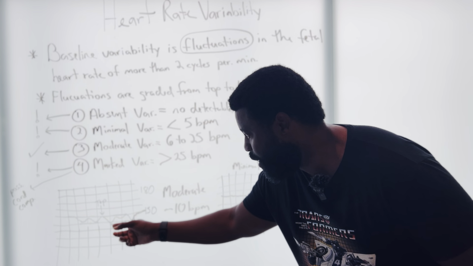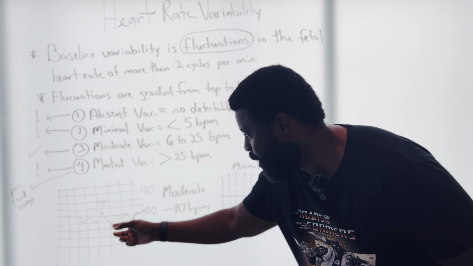Now, on the other side, if we look just at this quick drawing, this would be something similar to minimal variability, because remember, for minimal, it's going to be less than 5 beats per minute. And if you look at this line, it's not really a lot of fluctuations here. We don't have a lot of movement there. So that's my example of what minimal variability is.